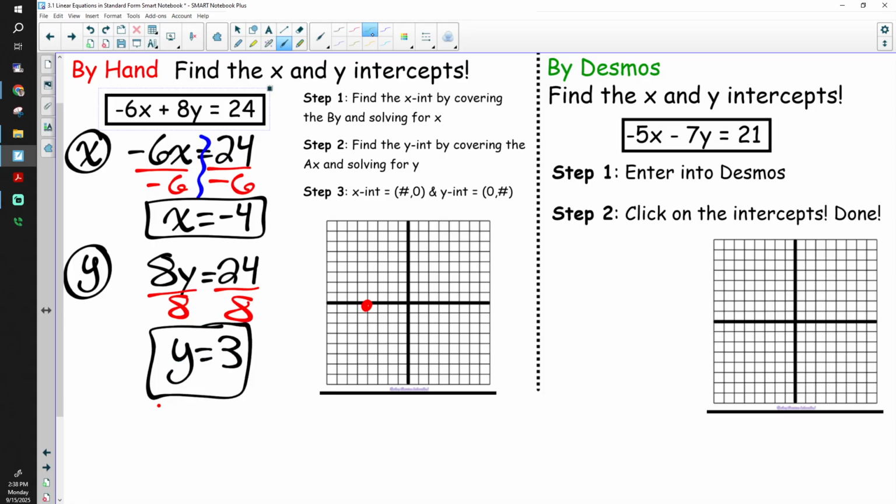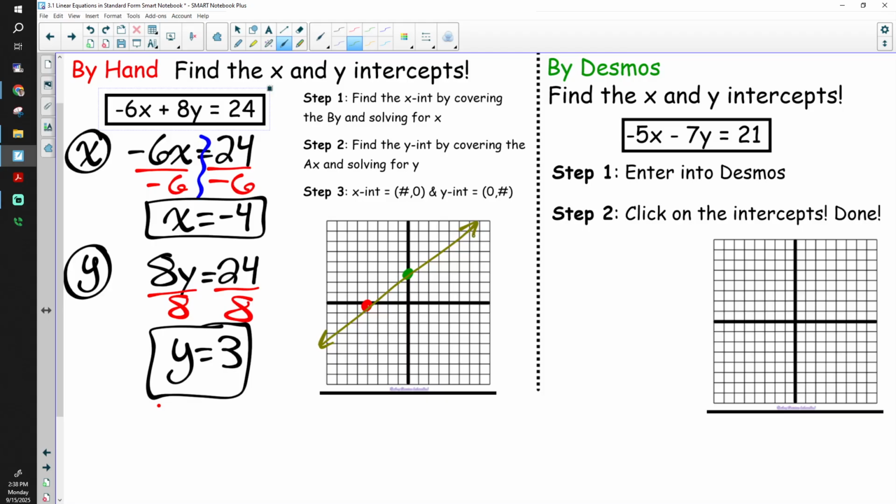When I go over to my graph, where is y equals 3? Up how many? Up 3. And guess what I can do now? There's the graph of my line, and its 2 intercepts.